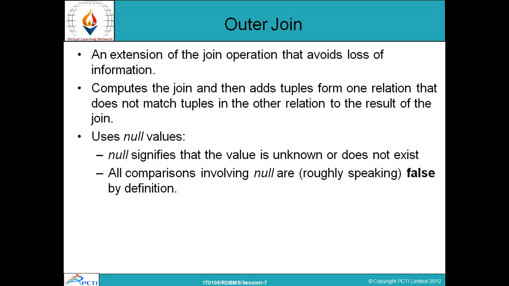And the next is outer join. It is an extension of the join operation that avoids loss of information. It computes the join and adds tuples from one relation that do not match tuples in the other relation. In this way some null values also come, so we need to be careful when using null. If we avoid null values, we can easily extract the data. Null signifies that the value is unknown or does not exist. All comparisons involving null are, roughly speaking, false by definition.